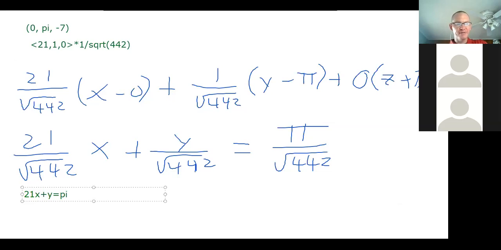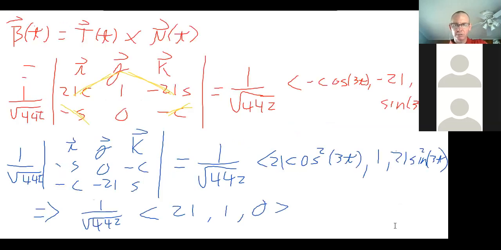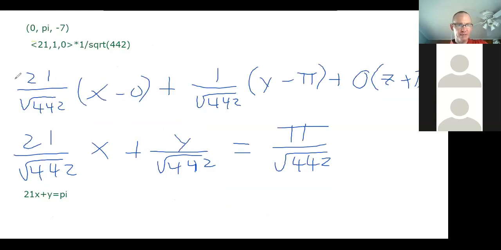The answer says it should be a negative 21x. Where did I mess up? I missed a sign somewhere. Oh, it's back here. Since we got our thing coming this way, it should be a negative of that. So that's negative. That's negative. That's negative. Okay. And so that's the equation of the normal plane? Yes.